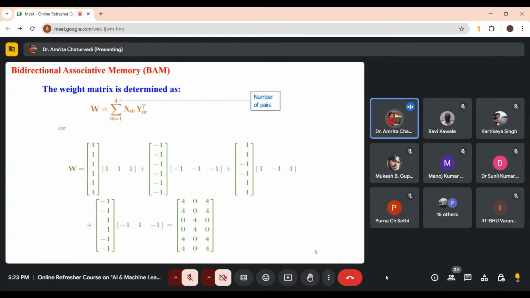Now in the training process, you will be calculating the weight matrix. So you simply take the outer product of the input and output vectors and you sum them all to get the final weight matrix. So this is your weight matrix that is obtained.